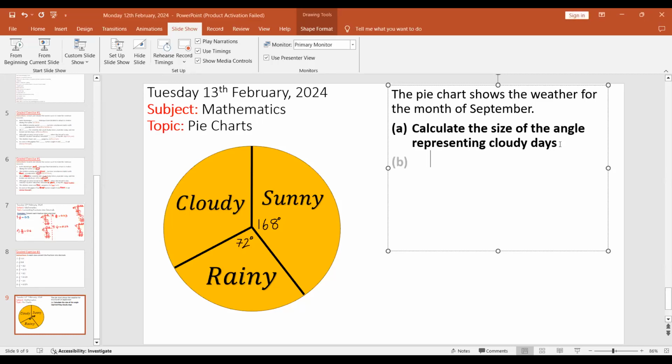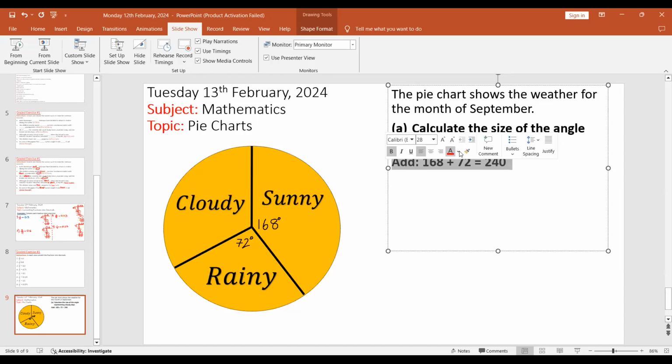So the first thing we're gonna do, just like we did yesterday, we're going to add, right? I'm gonna add 168 plus 72. And so when we add 168 plus 72, what do we get? 240. Anyone else got 240? Yes, sir. 240. So we add them.